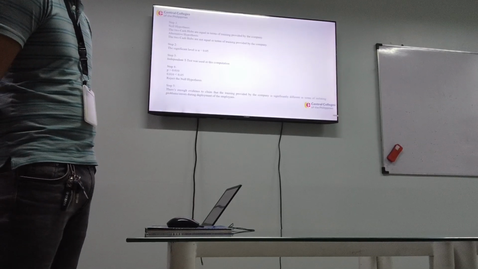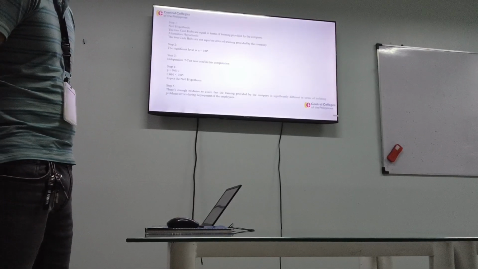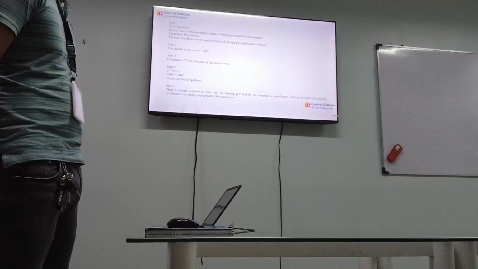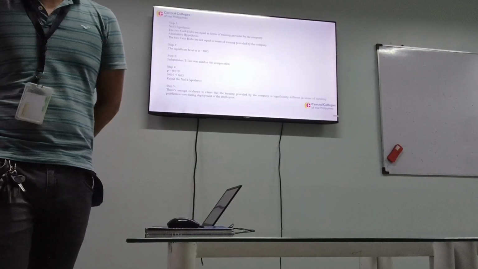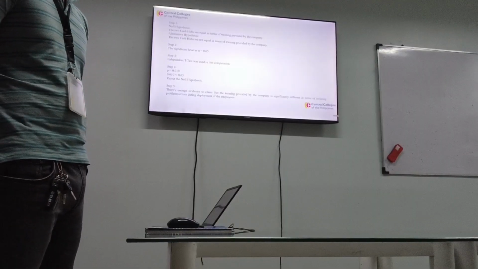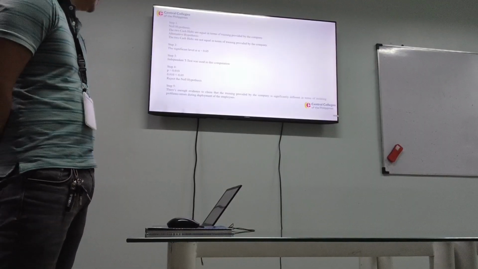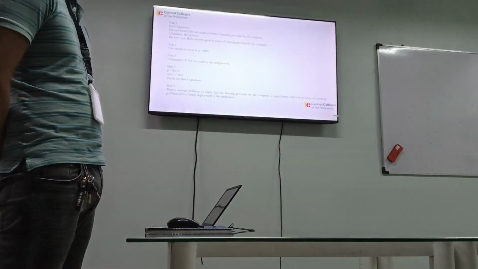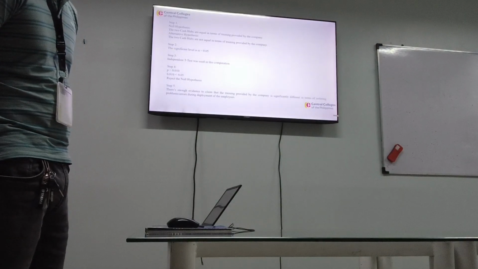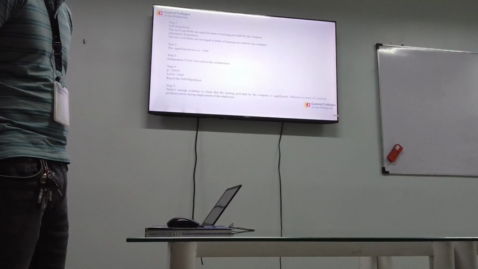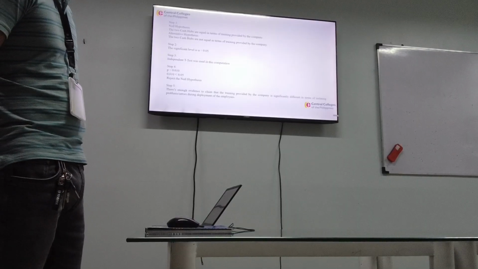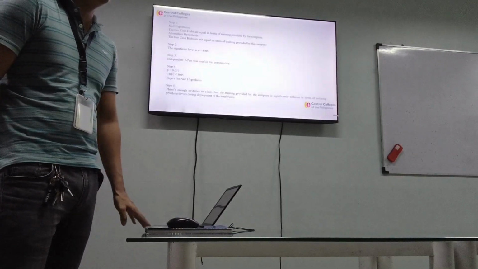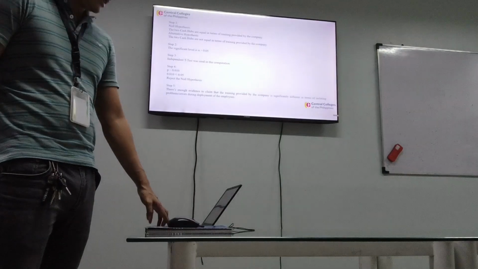The significance level is the same, 0.05, independent test. And then step number 4 is reject the null hypothesis. Why? Because the significance level 0.05 is greater than the p-value. And the step number 5 is there's enough evidence to claim that the training provided by the company is significantly different in terms of isolating problems or errors during deployment of the employee. So ito po yung SOP number 3.